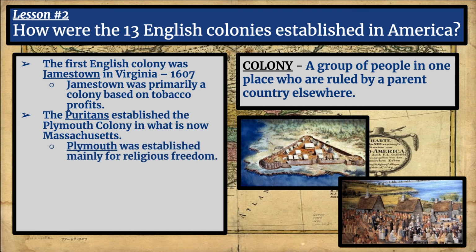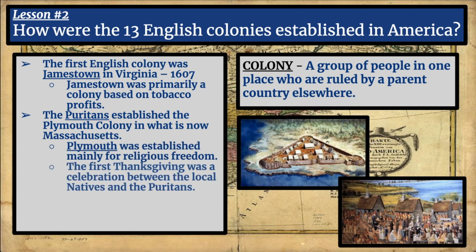Plymouth was established mainly for religious freedom, as I just said, and rather famously, the first Thanksgiving took place in the Plymouth colony. It was actually a celebration between the local native tribe and the Puritans, and that's the part that sounds wholesome and good. The part that doesn't get discussed very often is that the Thanksgiving was a celebration of an alliance between that Native American tribe and the Puritans to wipe out the enemy of that tribe.